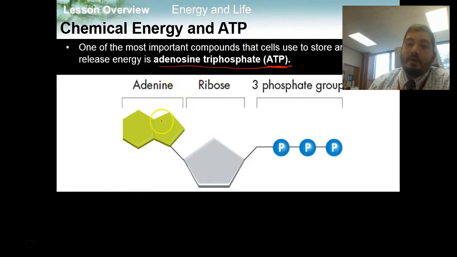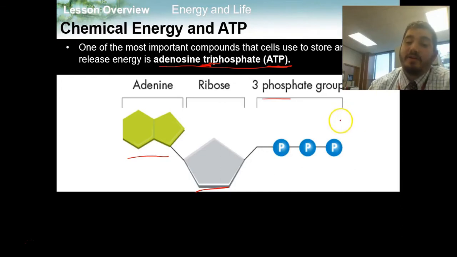Okay? It has three parts. It's made up of an adenine, a ribose, which is a sugar, and three phosphate groups, right? This is where the term tri comes from. So adenosine triphosphate is the chemical that cells use for energy for all the reactions that are going on in a cell. All right, and if you remember back to our chemistry chapter when we talk about creating chemical bonds, we remember that in order to release energy, we need to break bonds, all right?